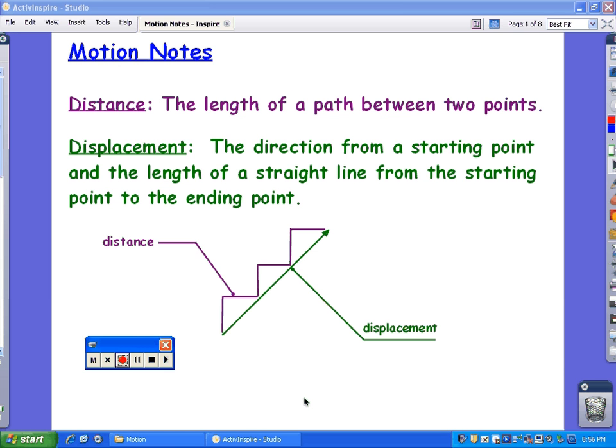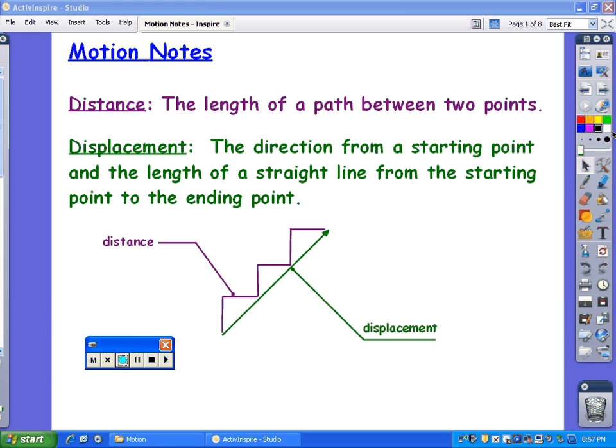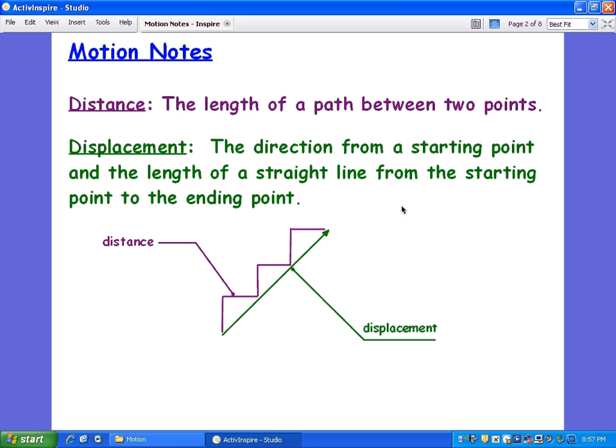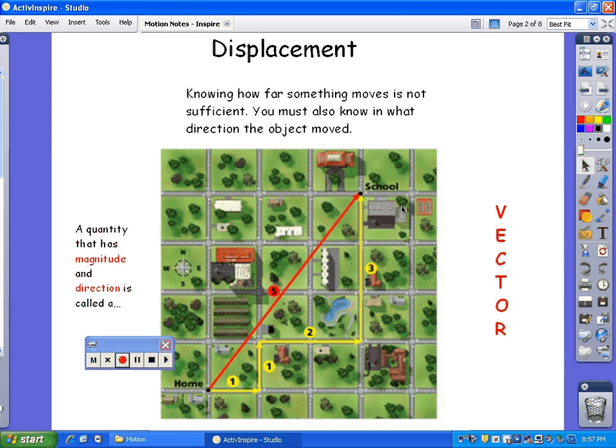First thing, you got distance. Basically, how far away two points are. Displacement is the next term that is mentioned. Basically, the direction from a starting point and the length of a straight line from the starting point to the ending point. It's the overall direction and total length of how far away you move from where you started.